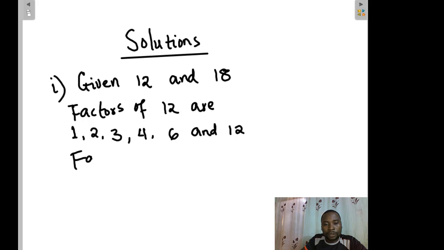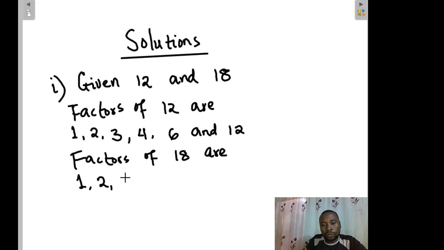Then factors of 18 are, we have 1, 2, 3. Don't be tempted. 4 is not there. 5 is not there. 6, 9, and 18. These are the factors of 18.